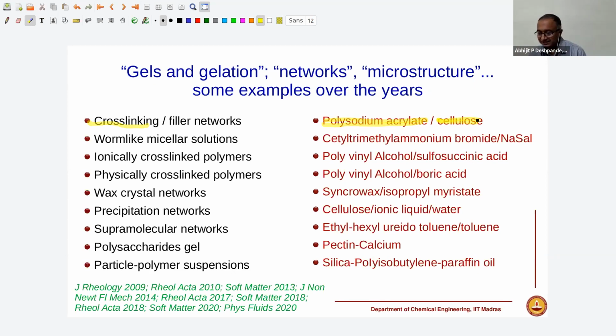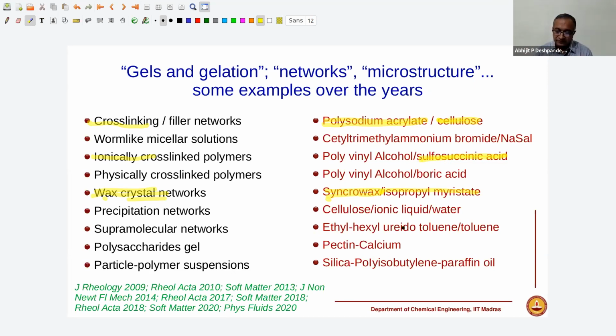But this slide summarizes several material systems that we have worked on. For example, an ionic cross-linked polymer, which is cross-linked with sulfosuccinic acid. These could be used as polyelectrolytes. We've also worked on wax crystal networks, where wax crystallizes out in several different morphologies, needle-like or spherical spherulite crystals, and how their behavior is when the crystals impinge on each other and form a gel-like network in which the solvent or the oil is trapped.